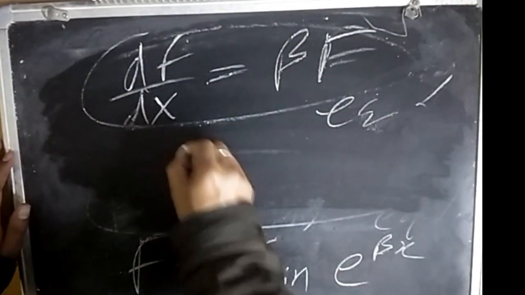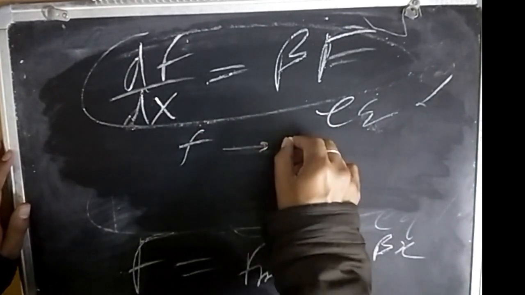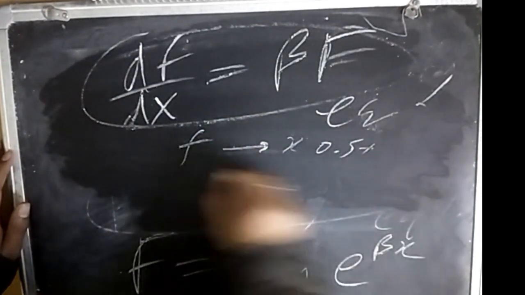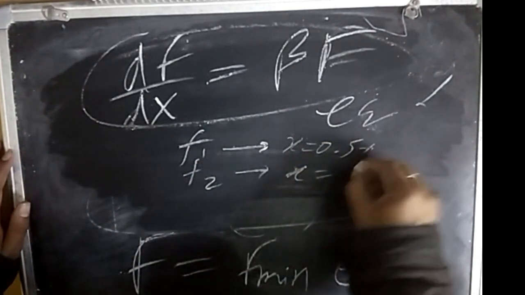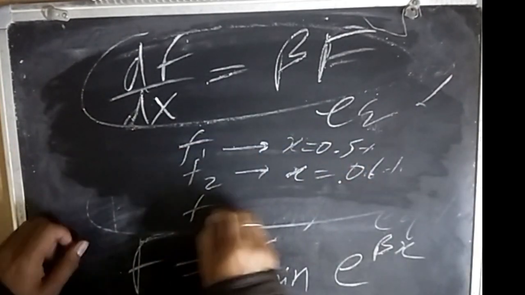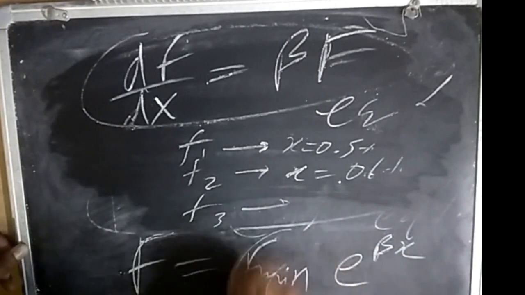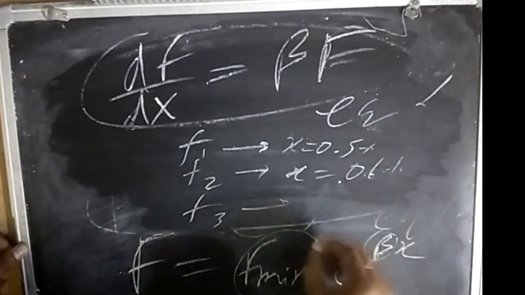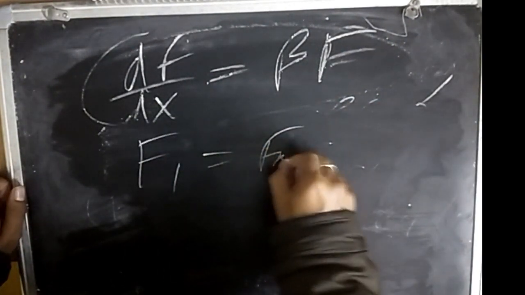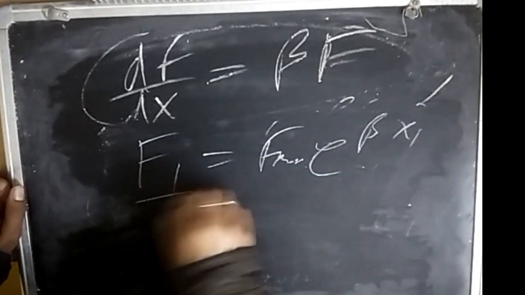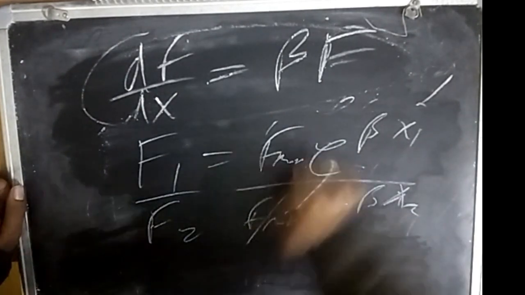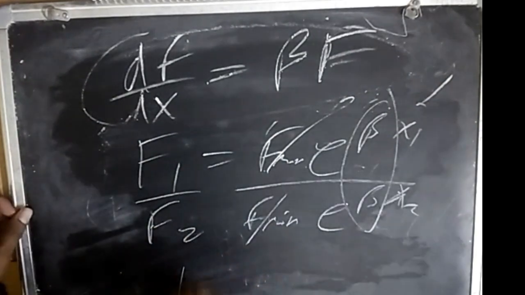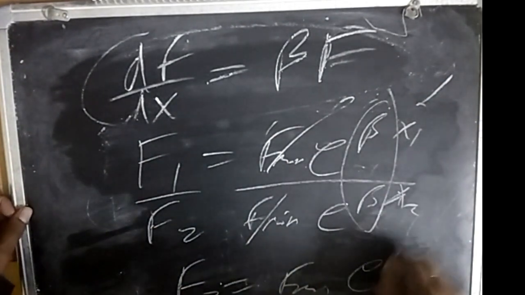Now in the question they will give, for example, the flow is this much for X at 50% opening, and the flow is this much for 60% opening, then find this flow. For this kind of thing with e raised to power beta, you first need to find F min and e beta. Because F1 equals F min e raised to power beta x1, and if we divide it by F min e raised to power beta x2, we can cancel this out and find beta, then put this beta to find some F3 equals F min e raised to power beta x.